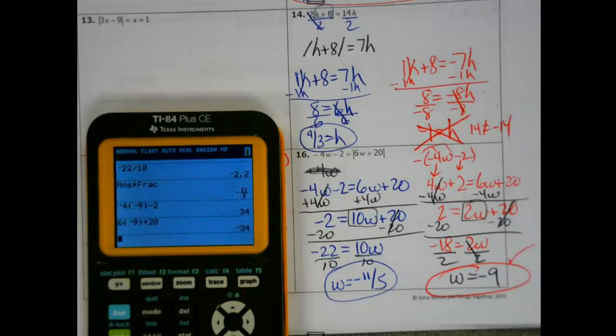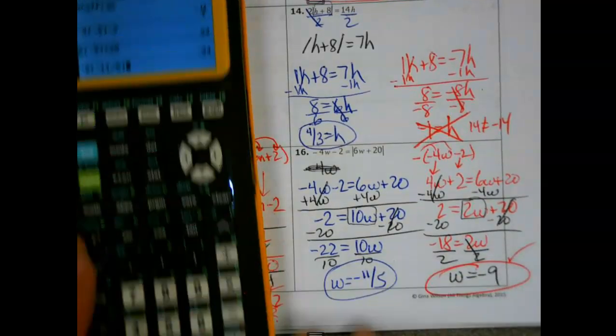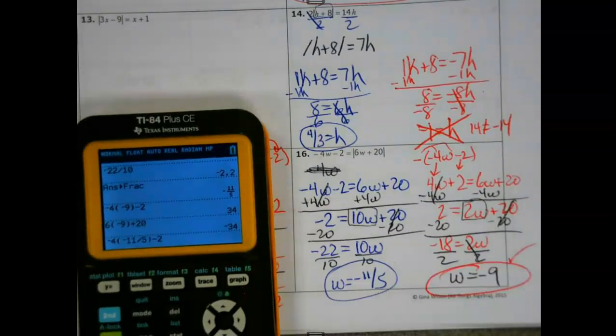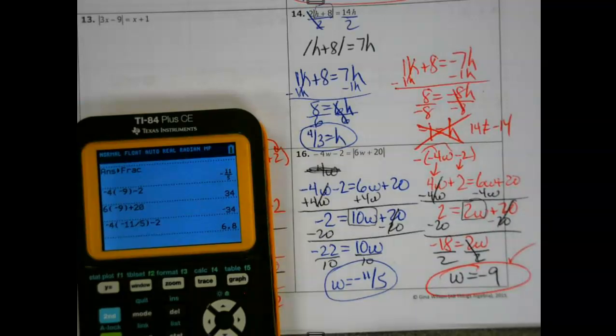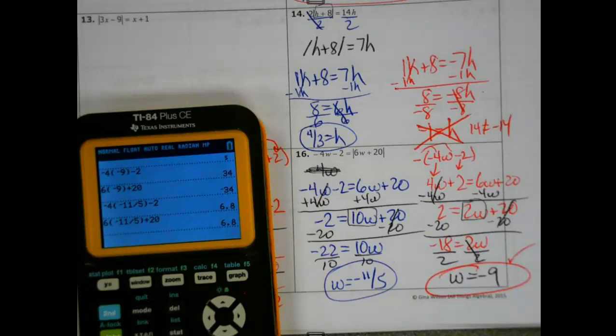Check. Okay, let's try this one out. Negative 4 times negative 11 over 5. Again, make sure it's the negative. And minus 2. Decimally, we'll just leave it for now. Here, 6 times negative 11 fifths plus 20. Same thing. Same thing. We're good there too.